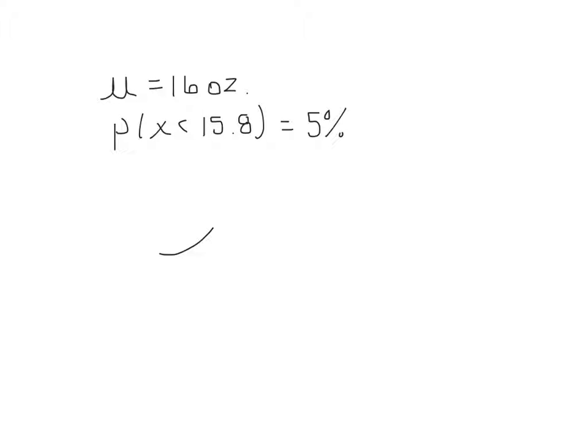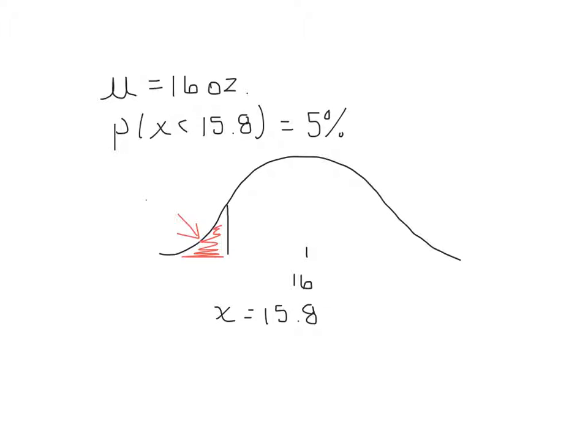We've got a normally distributed situation. We know the mean is 16 ounces. We don't know the standard deviation, but we know some amount down here below the mean, where x is 15.8 ounces, has an area below it equal to no more than 5%, or 0.05.